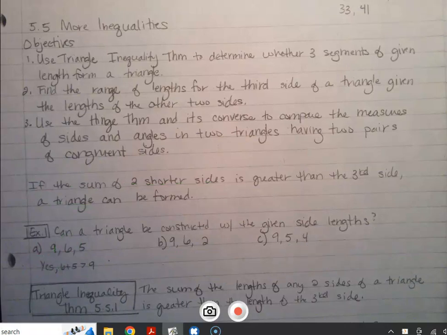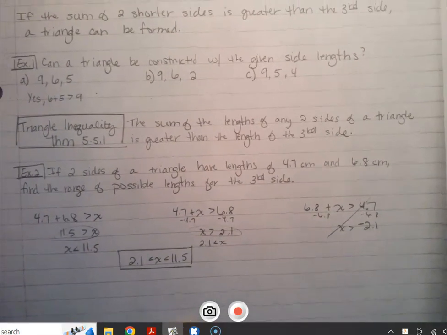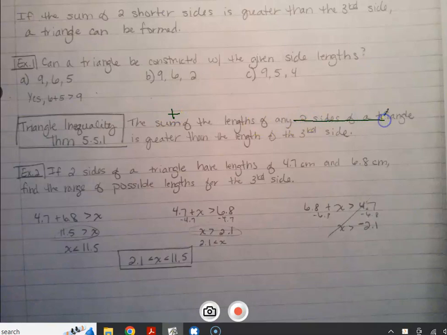So that's what the triangle inequality theorem says. The sum of the lengths of any 2 sides of a triangle is greater than the length of the third side. So, like you might write A plus B is greater than C. That is true for any triangle, ever. Right triangles have special qualities later on that we'll learn about. They have to have certain lengths to be a right triangle.